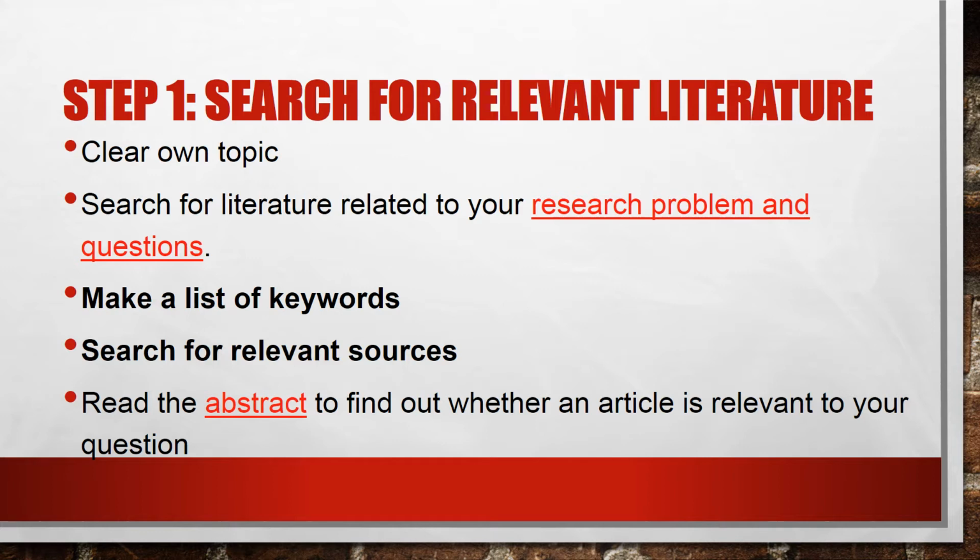Search for relevant sources. Use your keywords to begin searching for sources. Some useful databases to search for journals and articles include eLibrary, Canvas, and Google Scholar. Read the abstract to find out whether an article is relevant to your question. When you find a useful book or article, you can check the bibliography to find other relevant sources. To identify the most important publications on your topic, take note of recurring citations.